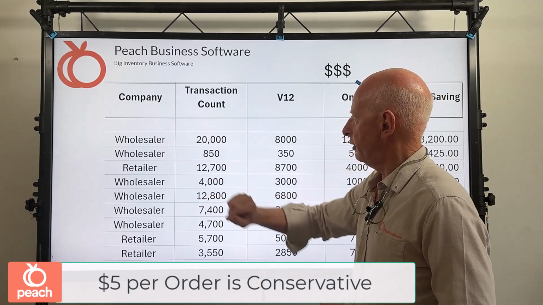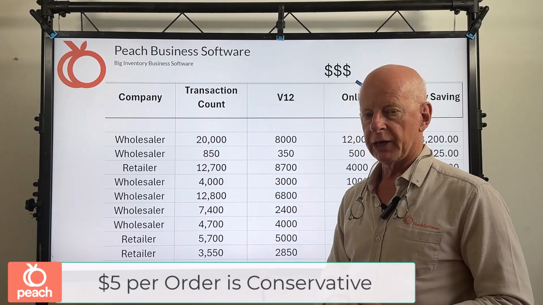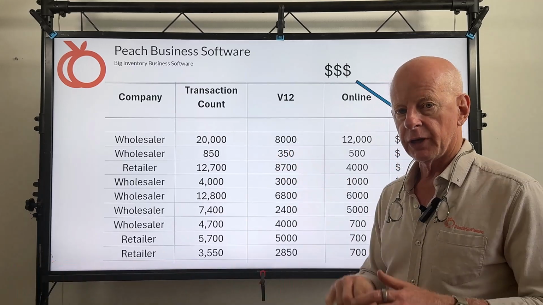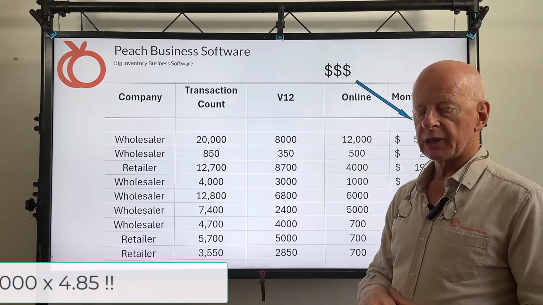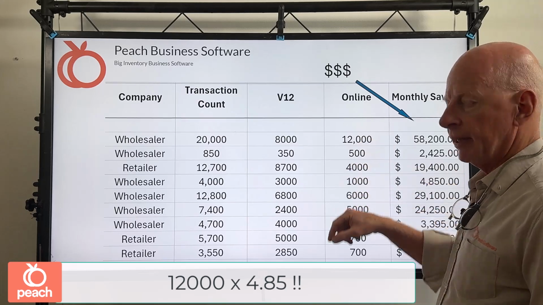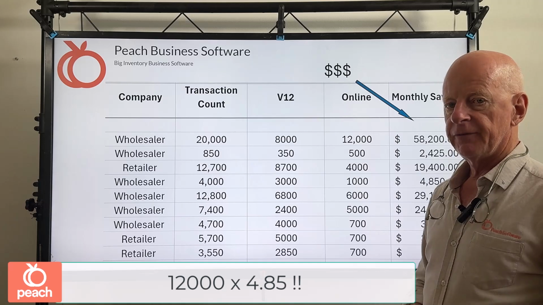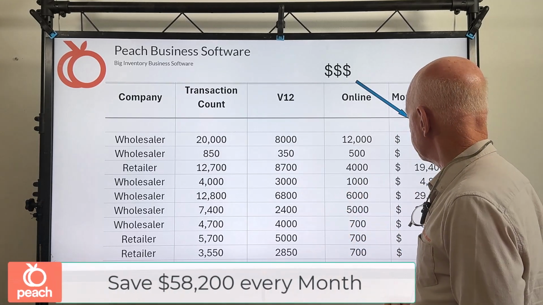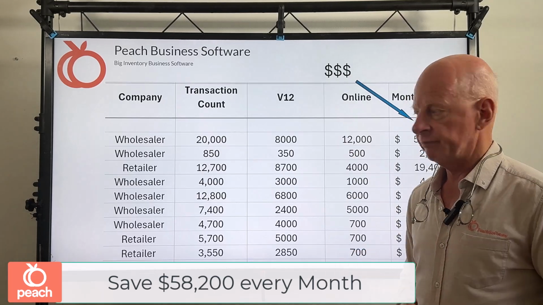We've got a wholesaler here. These are real numbers from real customers. Each month they put through about 20,000 transactions. 8,000 come through V12, that's the manually entered ones, and about 12,000 come through Peach Online. If 12,000 come through Peach Online and they cost you about $5 a transaction, that's going to cost you $58,000. True, you're wasting $58,000 a month if you're putting through 12,000 transactions manually.